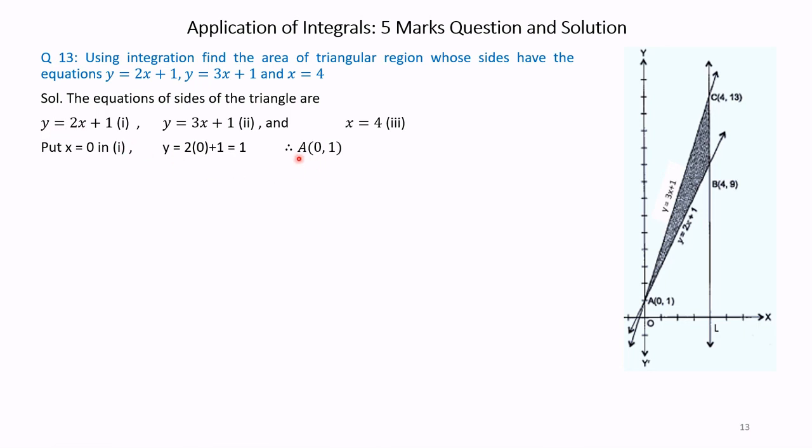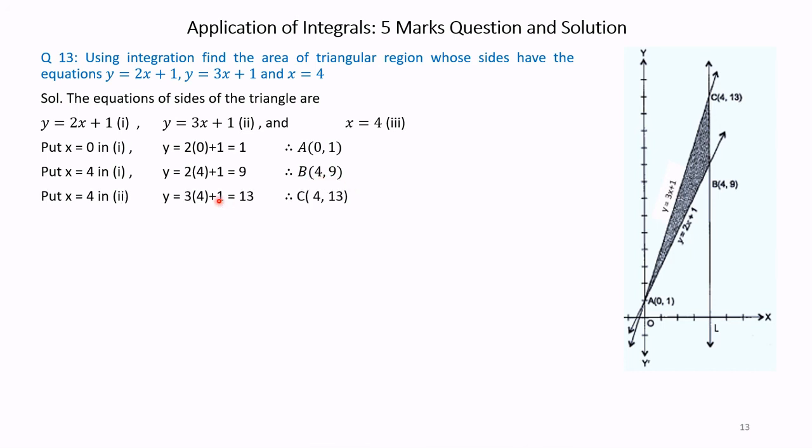So, let it be point A. A is (0, 1). In the next step, we will put x is equal to 4 because x is equal to 4 is given in equation 3. So, we will put x is equal to 4 in both equation 1 and equation 2. First, we will put in equation 1. If we put x is equal to 4 in equation 1, we get y is equal to 2 into 4 plus 1, that is equal to 9. And therefore, when x is equal to 4, y is equal to 9. So, point B is (4, 9).